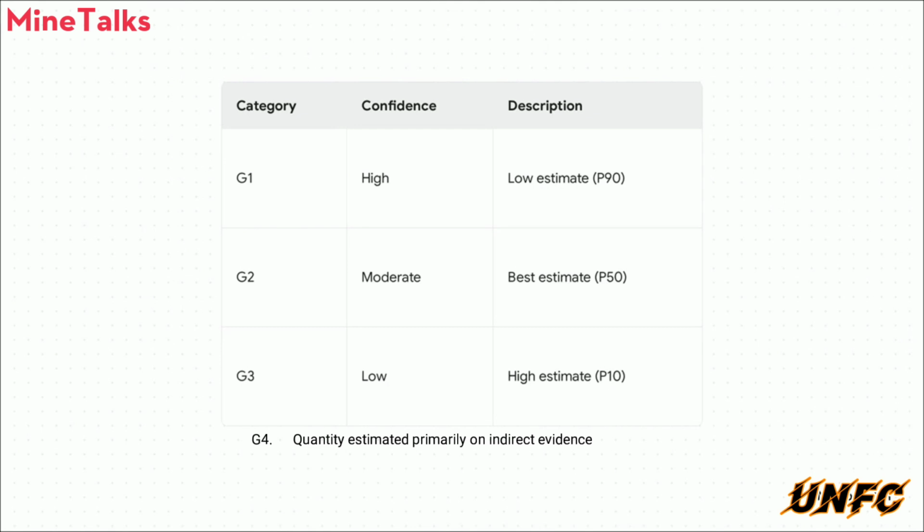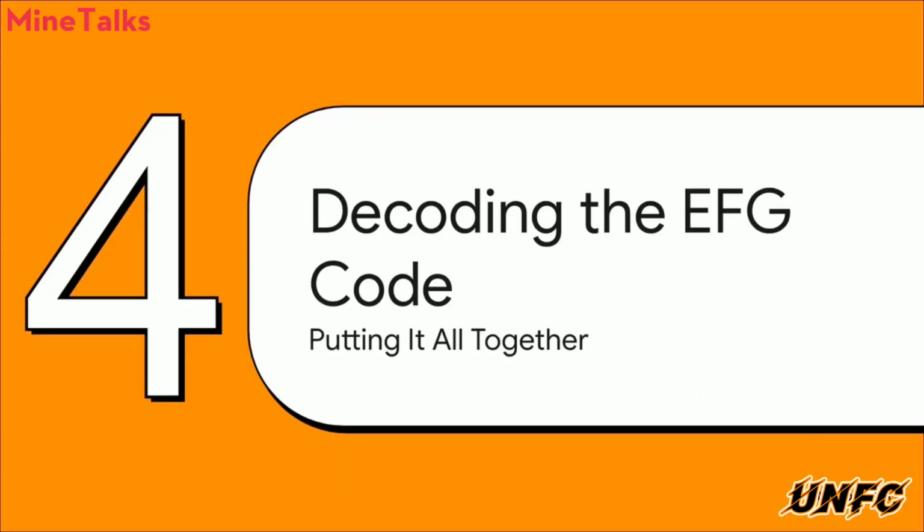G2 or P50 is your most realistic best guess. And G3, that's the optimistic blue sky scenario. There's only a 10% chance of hitting that number, but it shows you the project's absolute maximum potential.